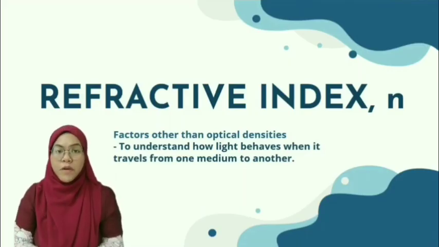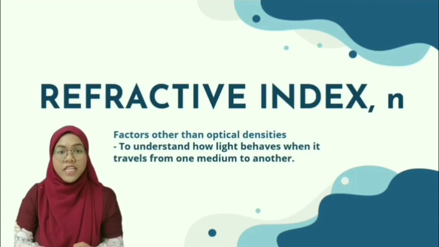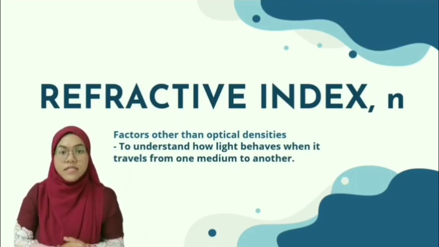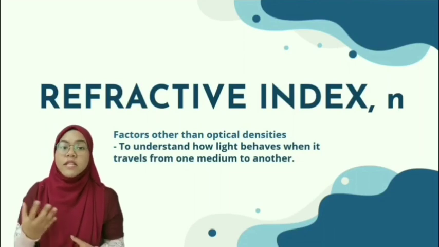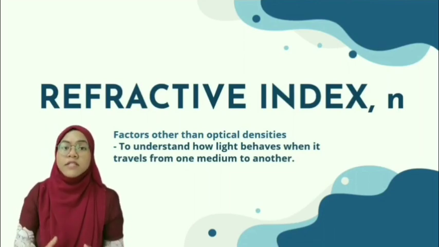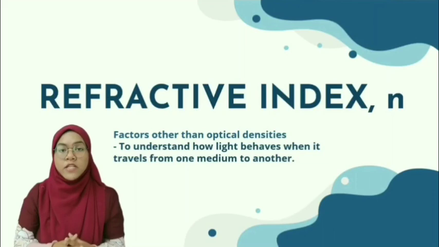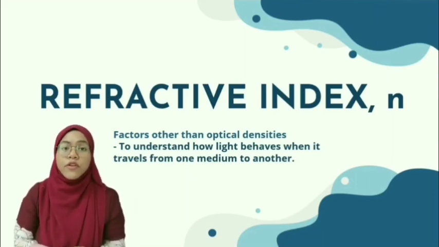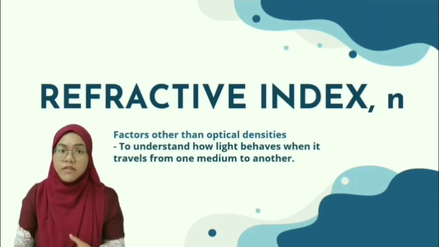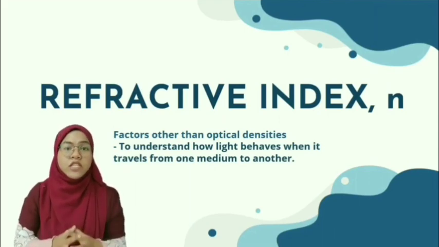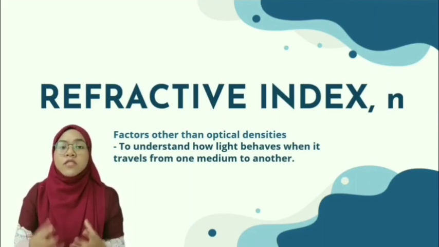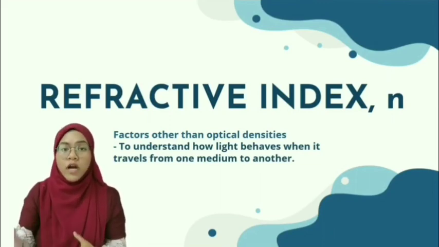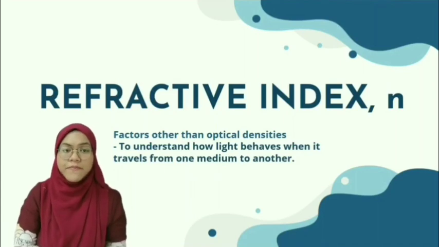Moving on to the next part, we will learn about refractive index and why this term is important. This is because refractive index n is one of the factors that influence the refraction of light, not only the optical density. Both refractive index and optical density are related to each other. This will help us to understand how light behaves when it travels from one medium to another medium.